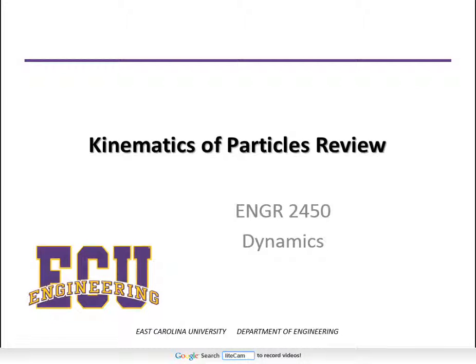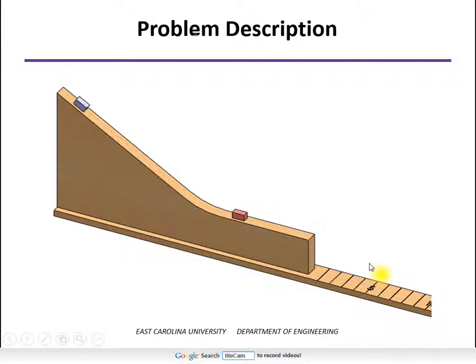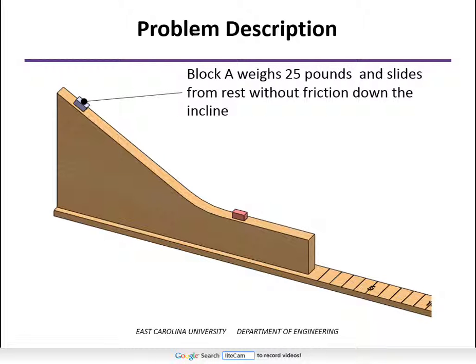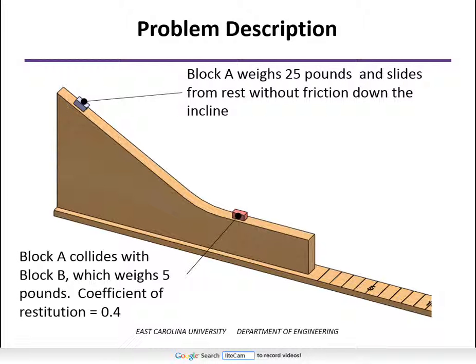Here's a problem that illustrates several of the concepts we've learned about the kinematics of particles. Let's take a look at our problem here. We've got this block starting at the top of the ramp. It weighs 25 pounds, and we're told that this will slide without friction to the bottom of the incline, where it collides with the second block, which weighs significantly less, 5 pounds. And the coefficient of restitution for the impact is 0.4.